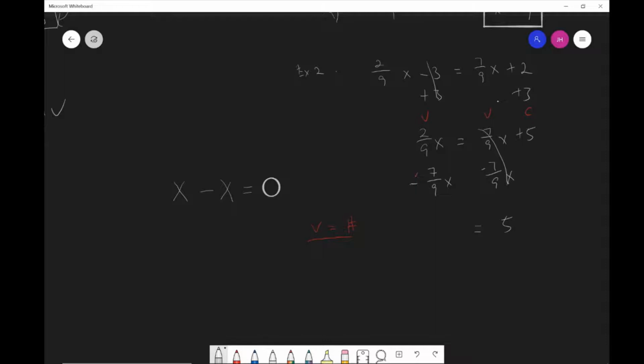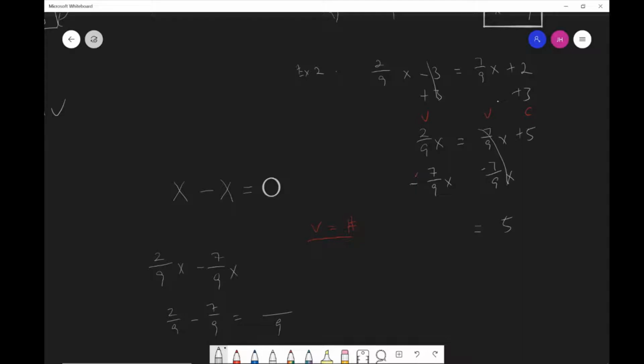On the left side, I have operations to deal with, which is the 2 over 9x minus 7 over 9x. Well, 2 over 9 minus 7 over 9. Let's do some check first. Do we have the same denominators? Yes, we do. That means my final answer will also have the same denominator of 9. That's the principle of fraction addition and subtraction. If you forget about it at this point, please review.